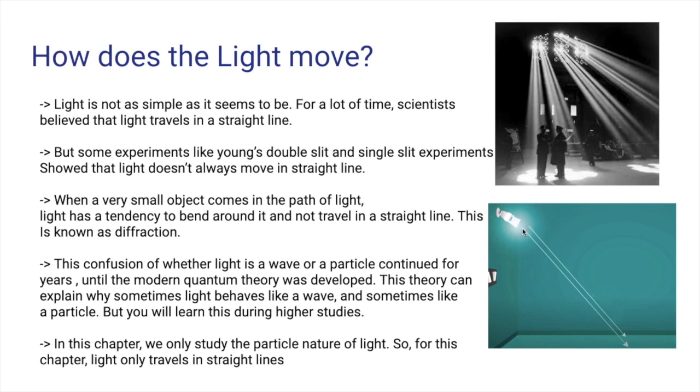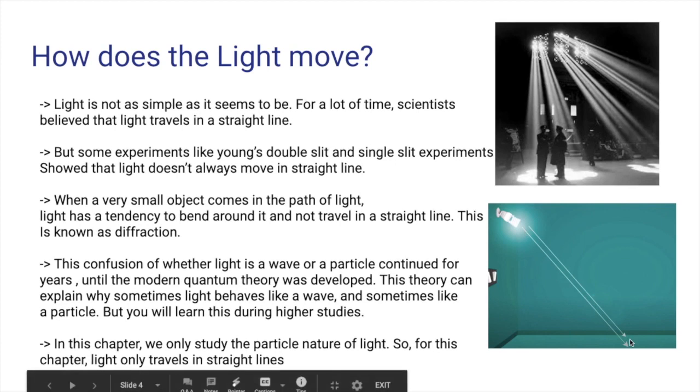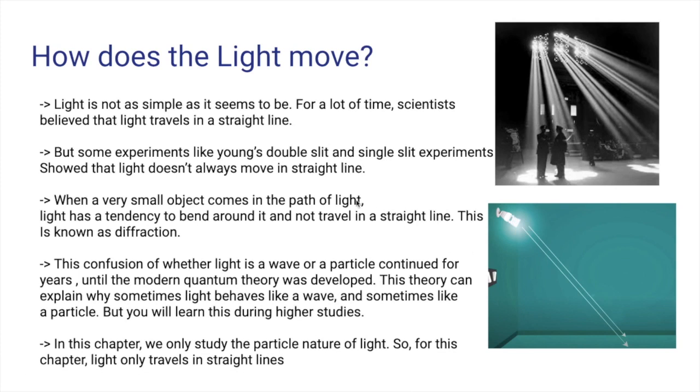What they thought was, light is made up of small particles called photons. There will be small particles all over the light ray, and they travel in a straight line. This was believed for a long time, but then there were some experiments conducted by scientists, called Young's double slit experiment and single slit experiment. These experiments showed that light doesn't always travel in a straight line.